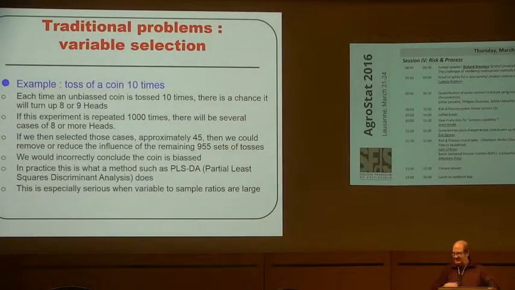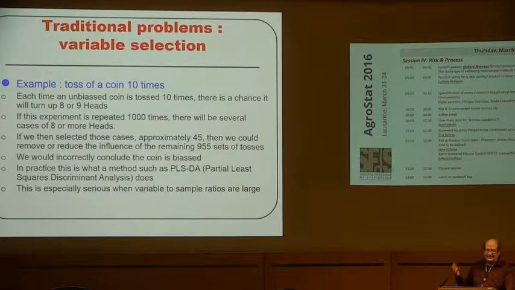They're the best marker compounds. I've seen biologists do it hundreds of times over. They've said we've got 1,000 marker compounds. We're going to look at the 45 best marker compounds. Then we're going to form a model, and we get perfect classification. Of course, we would then incorrectly conclude that the coin is biased.